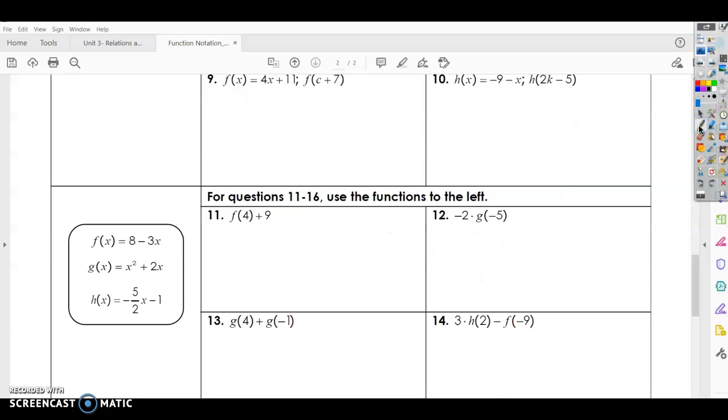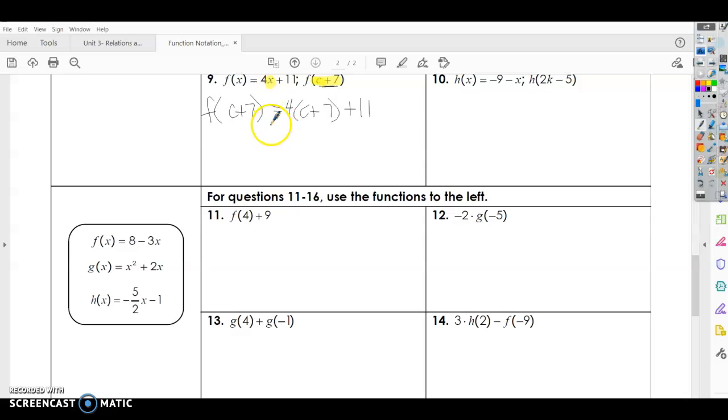All right, number 9 and 10 are just a little bit different. It's because you're going to input an expression, which means it still has a variable, into the equation. So we're still going to input what's given, in this case c plus 7, in place of x. So it looks a little different, but it's going to work the same. So we're going to have f of c plus 7 equals 4, and in place of x, we're going to put c plus 7 and then plus 11.